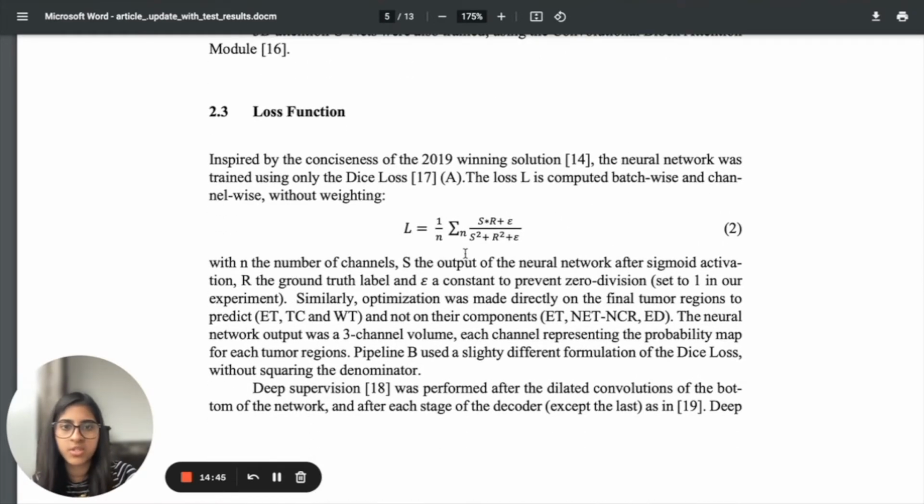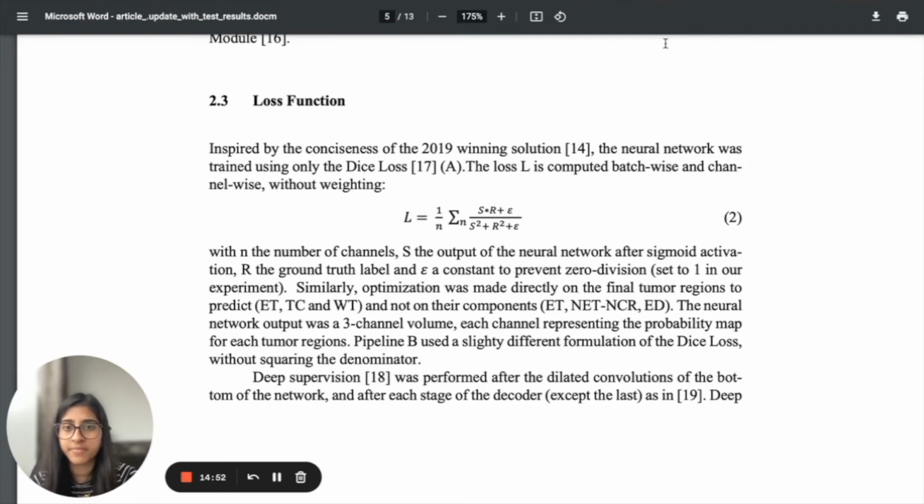Then we have the loss function, and this was basically dice loss, and it's computed batch wise and channel wise without weighting.